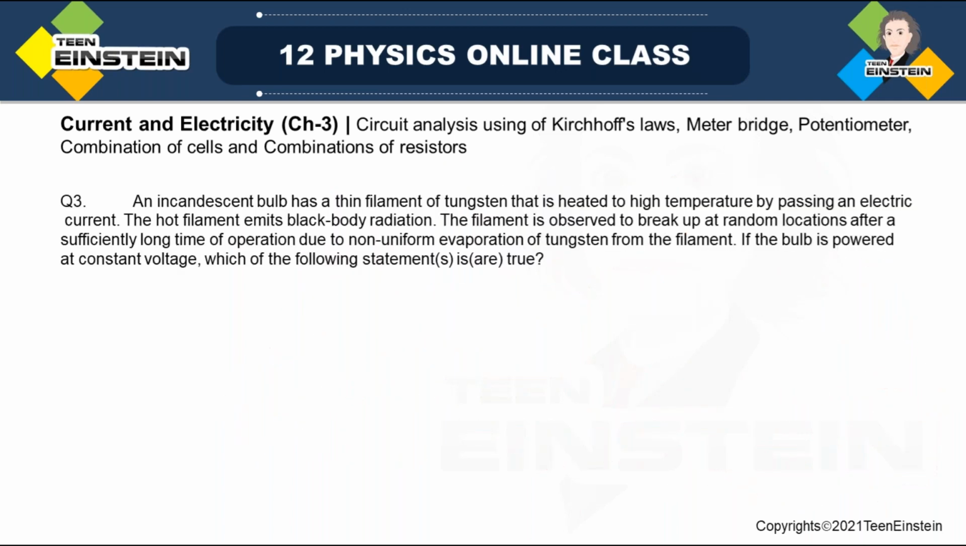Now we'll go to another problem. So this is related to an incandescent bulb. So this question says an incandescent bulb has a thin filament of tungsten that is heated. Let me just read the question. An incandescent bulb has a thin filament of tungsten that is heated to high temperature by passing an electric current. The hot filament emits black body radiation.